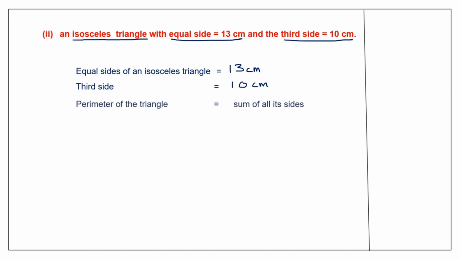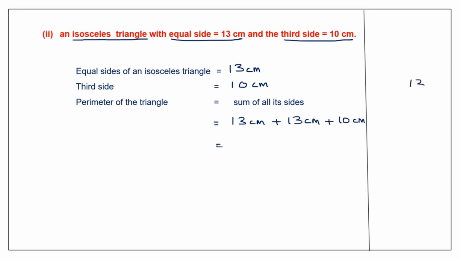Now we have to find the perimeter of this triangle, which is the sum of all its sides. So let's do that. Let's add up the equal sides. 13 centimeters plus 13 centimeters. There are two equal sides and the third side is 10 centimeters. So let's add up all these. 13 plus 13 plus 10. Let's add it up. 3 plus 3 is 6. 1, 2, 3, 36. So the perimeter of this isosceles triangle is 36 centimeters. So our final answer.